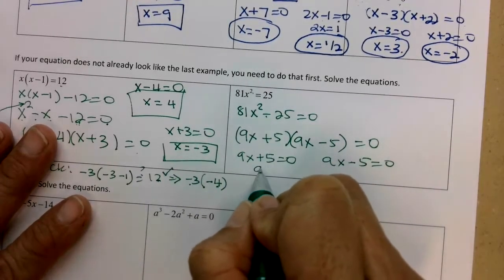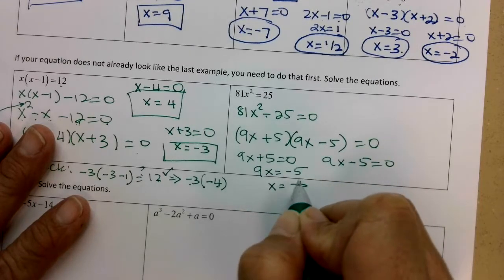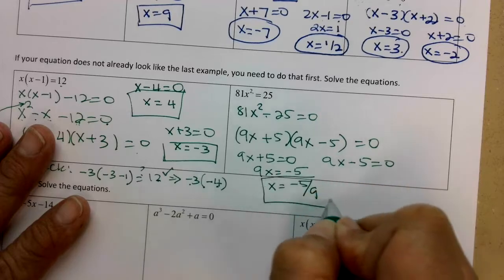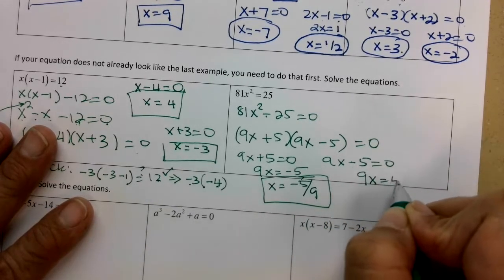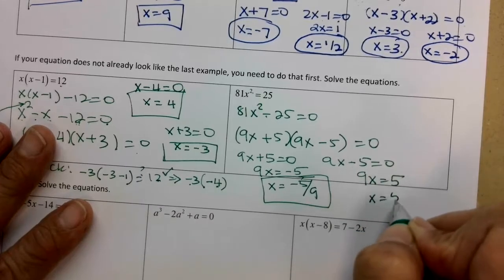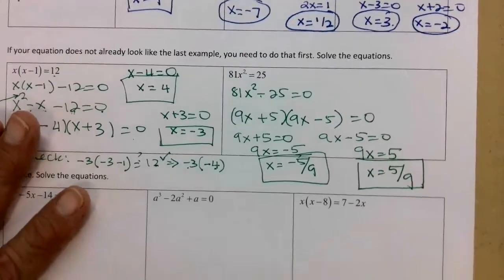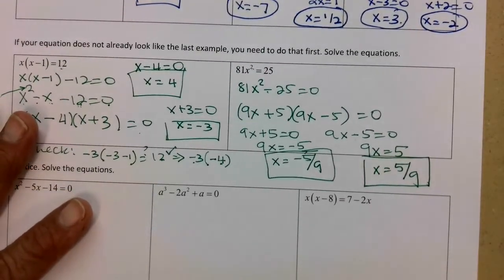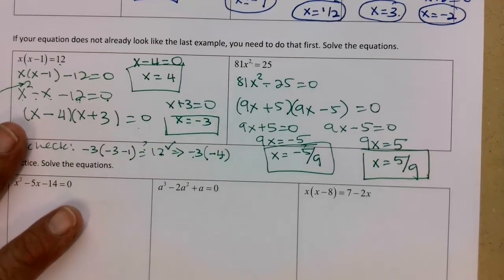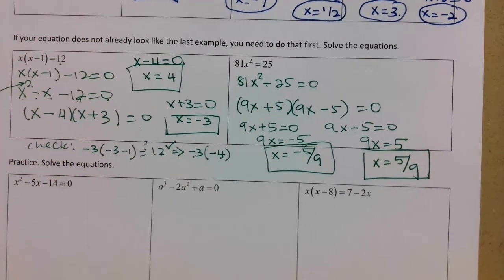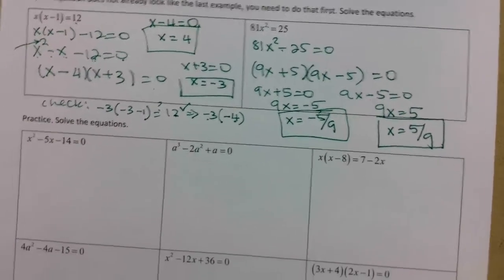So subtract 5 and divide by 9. So negative 5/9. And let's see, add 5 and divide by 9. So negative 5/9 and positive 5/9 are our two solutions. Frequently, when you're solving quadratic equations, you are going to come up with two solutions. Sometimes it'll be one, sometimes it'll be no solutions, but 2 is the most common thing that'll happen for you.